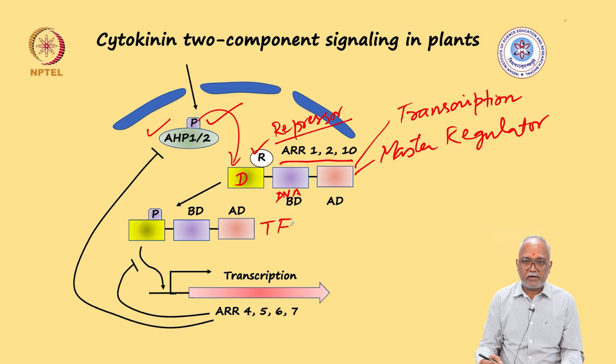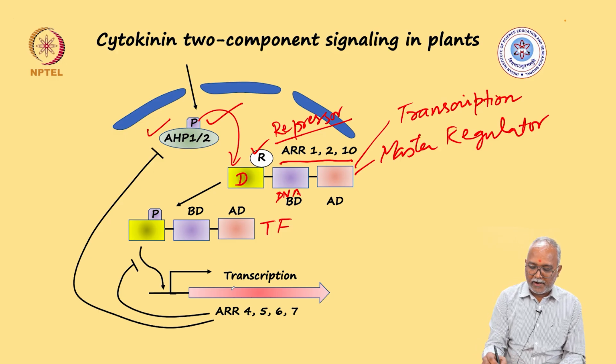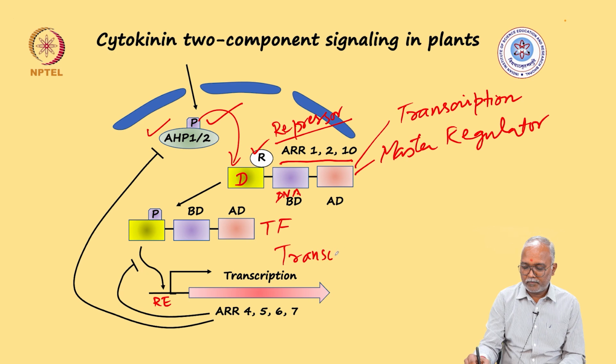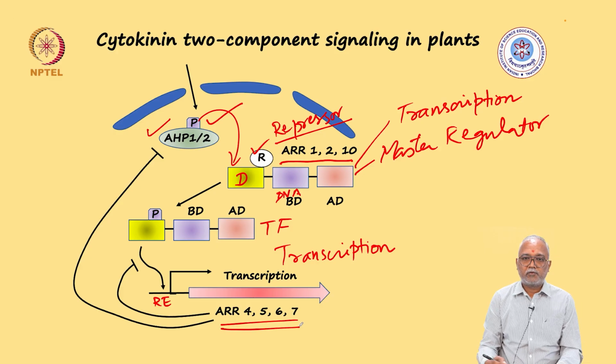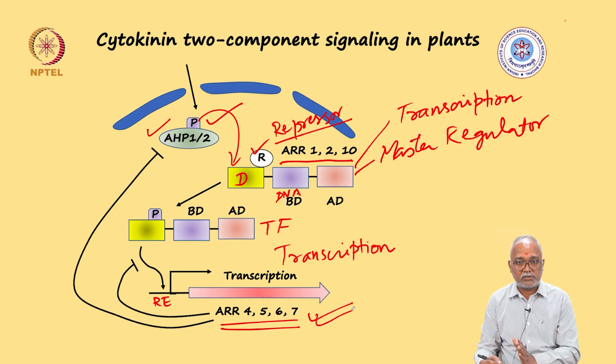What this transcription factor does is bind to the response element regions, which allows the transcription to happen. Transcription of what? The response regulators. This is like a feedback mechanism. The signaling started with the cytokinin, and it terminated into the transcription of response regulator; this will be sensed as the culmination of the signaling.